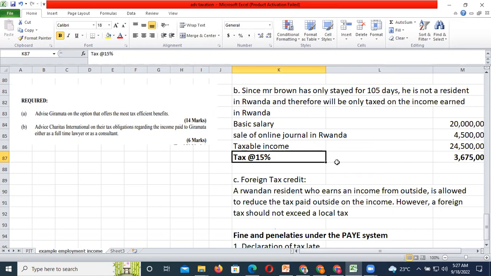So I think that is what I've just talked about. We have paid it at 15%. That's the tax we've calculated. I don't know if I've used, yes, 15%.